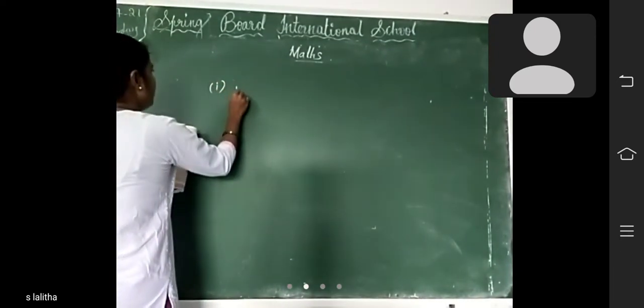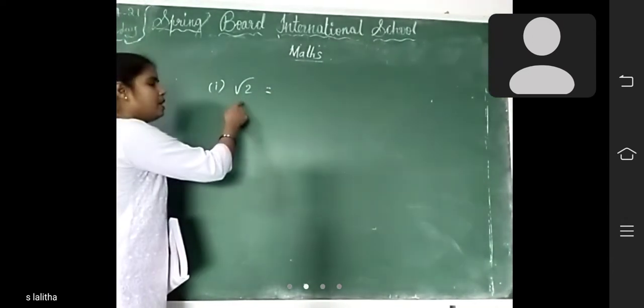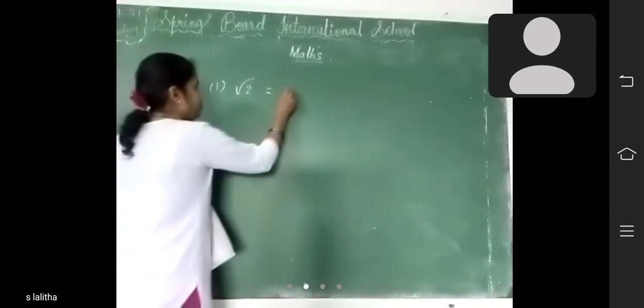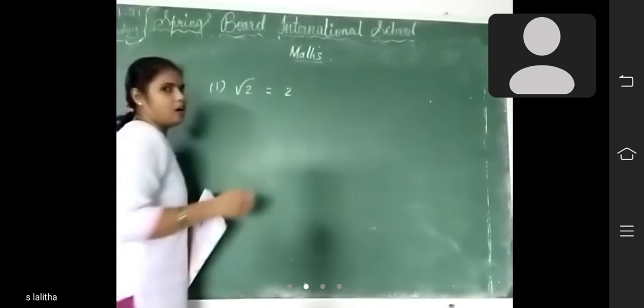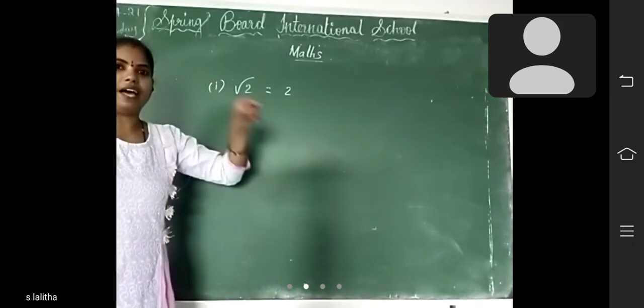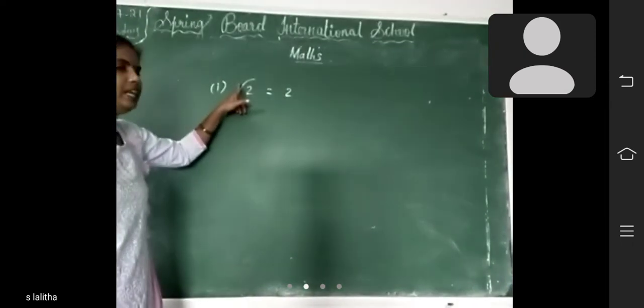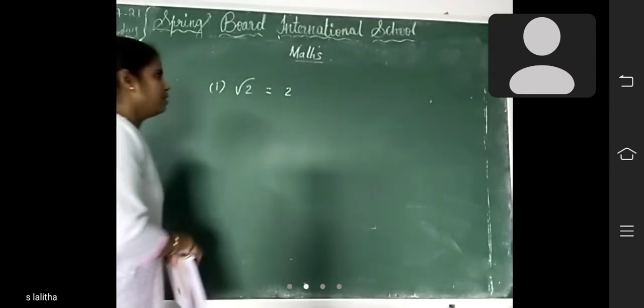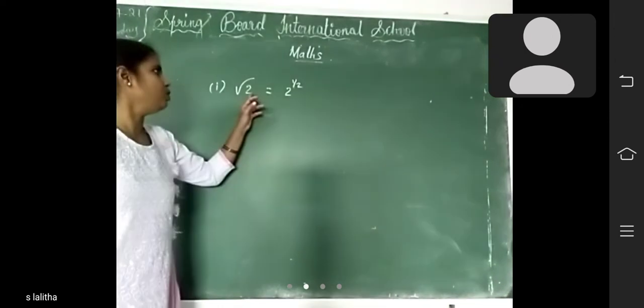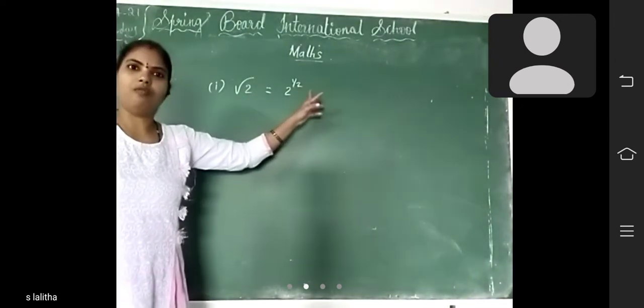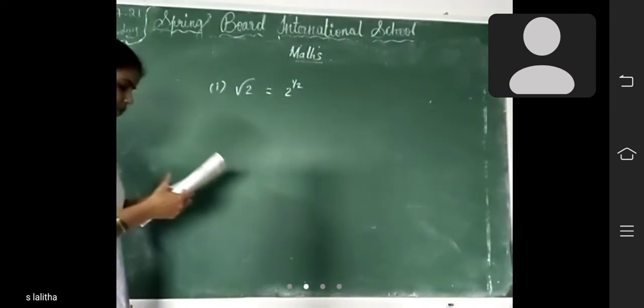First one is square root of 2. How can you write in exponential form? Square root of 2. I already told you, nth root is greater than 1. If there is no number, you have to write 2. So 2 power 1 by 2. So square root of 2 can be written as 2 power 1 by 2. Okay. Next.